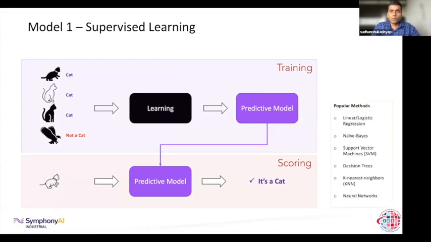So that's supervised learning, and these are a few methods I have put here, very popular ones. But there is a plethora of AI models and methods available for doing this kind of supervised learning.